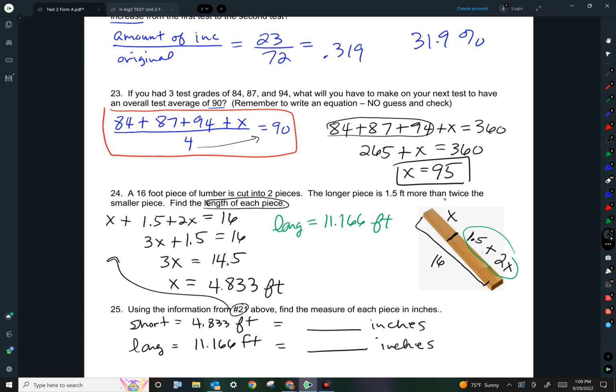So basically, if I just take that number and multiply by 12, if I take the 11.166 times 12, I'm going to get 133.992 inches. And if I take the 4.833 and multiply by 12, I'm going to get 57.996 inches. Okay, so hopefully that'll help you with those last few problems from that Form A of the test.